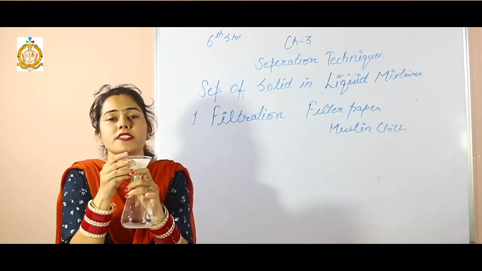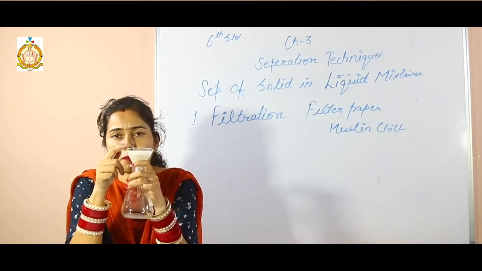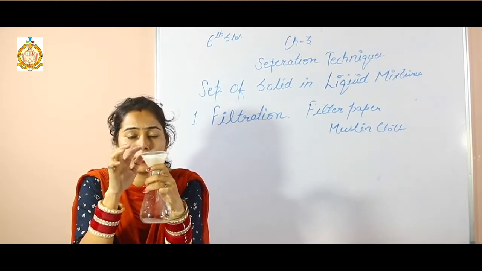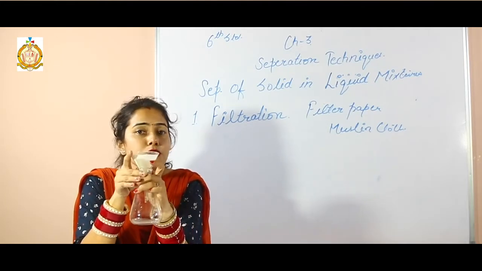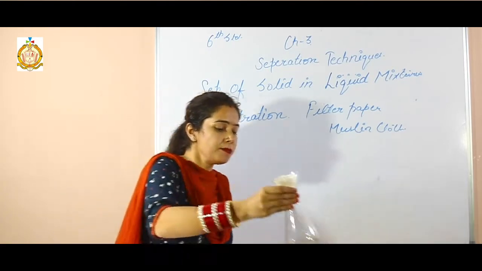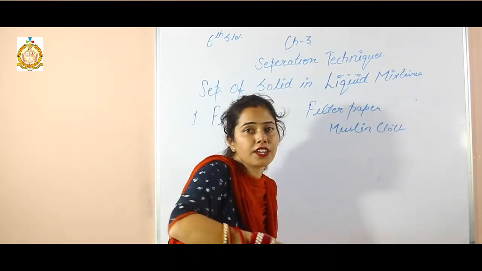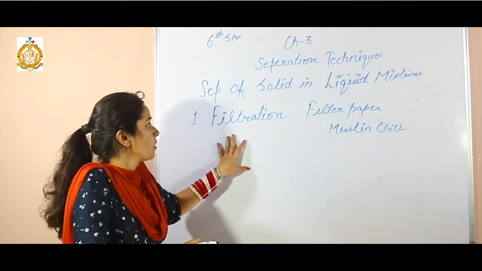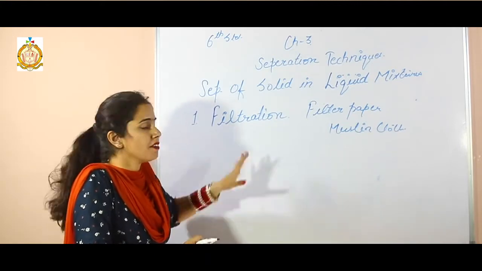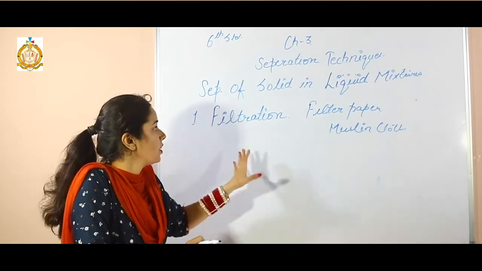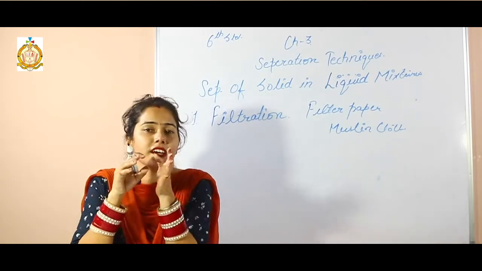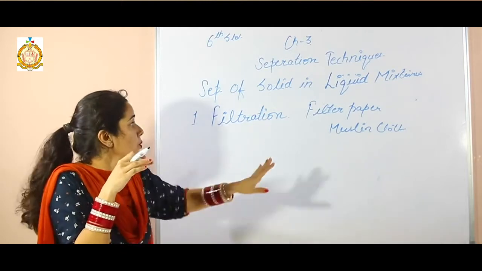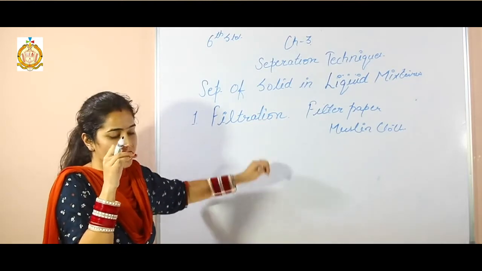And how is this filtered? It is filtered with the help of filter paper. In place of filter paper, we can also use muslin cloth. And we can also do this in our homes. Whenever we filter our tea, or when we cook rice, we separate the rice from the starch. So that is the process of filtration.